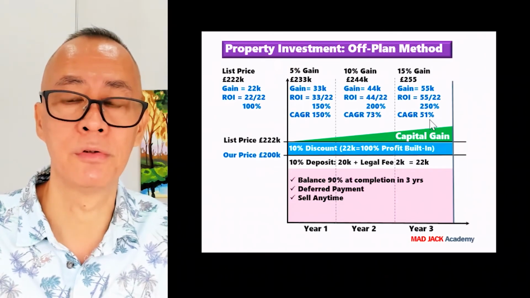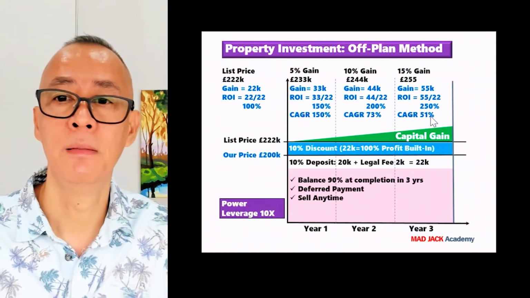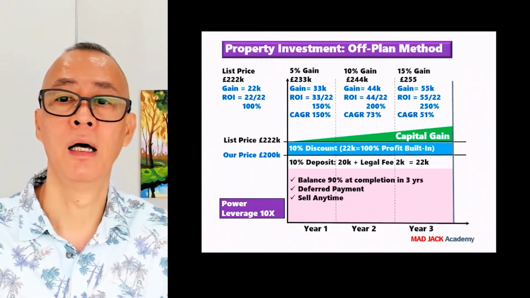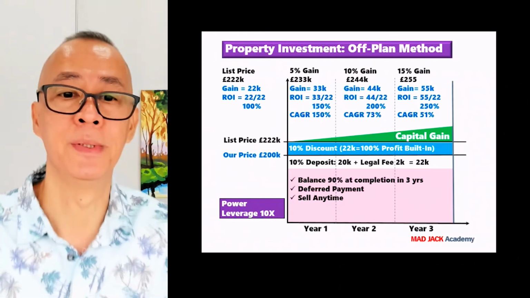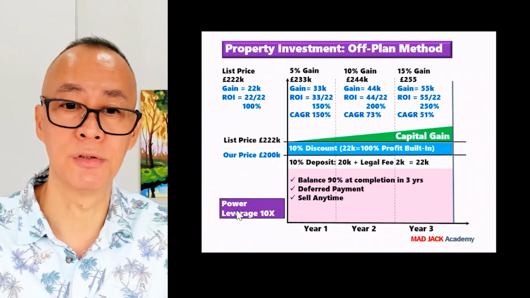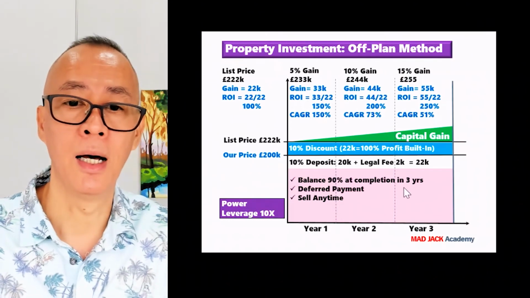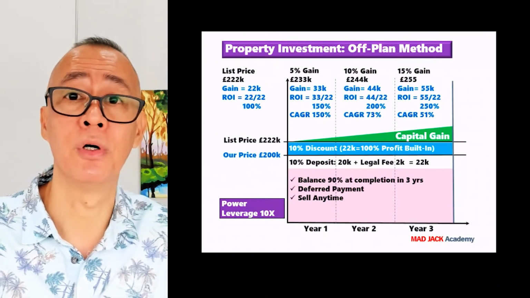So come back to this subject: a 15% gain on the price is a 250% gain, and a compound annual growth rate of 51%. So there is a big return on our investment. And the reason it gives you such a big return is because of this power of leverage. Power of leverage means you have a leverage of 10 times on your actual investment.